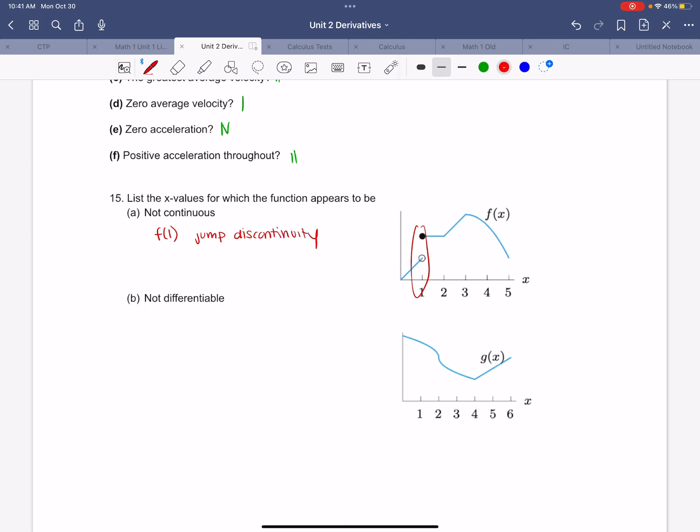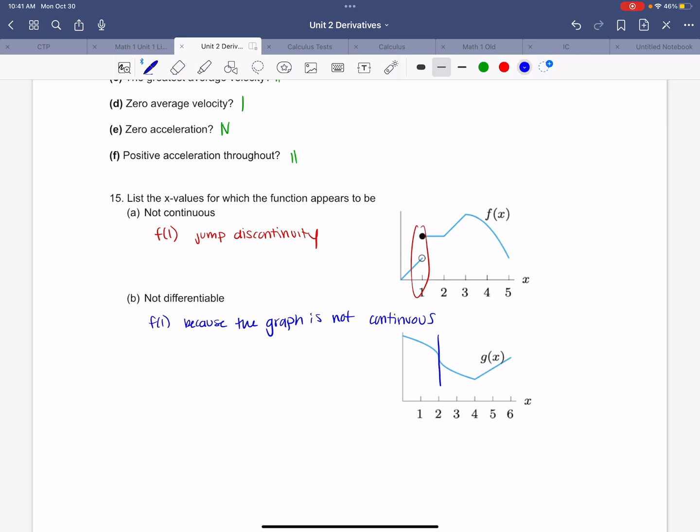But part B asks, where are you not differentiable? So you're not differentiable also at f of 1 because you're not continuous. So because the graph is not continuous. And then in graph G, derivatives, even though you're continuous, will fail to exist at vertical tangents.